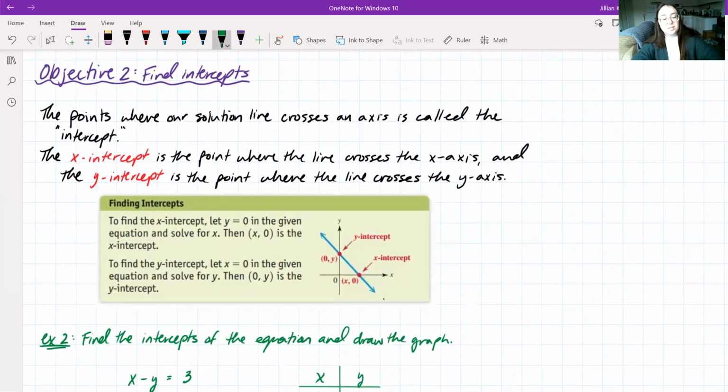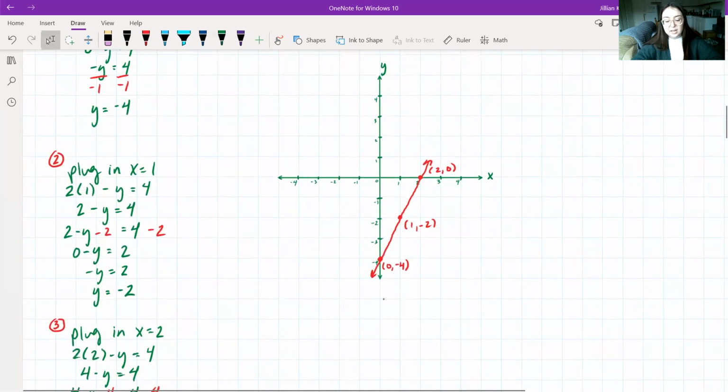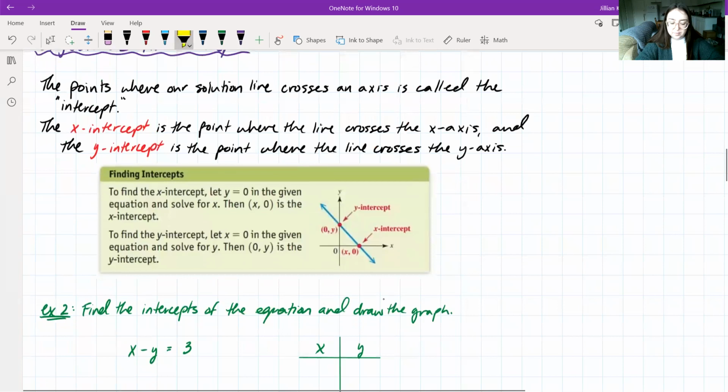All right, so objective 2, we want to find intercepts. The point where our solution line crosses an axis is called the intercept. The x-intercept is the point where the line crosses the x-axis, and the y-intercept is the point where the line crosses the y-axis. And if you've noticed, in our last problem, we identified both our x-intercept and our y-intercept. These are our spots where our line crosses the x and y axis.